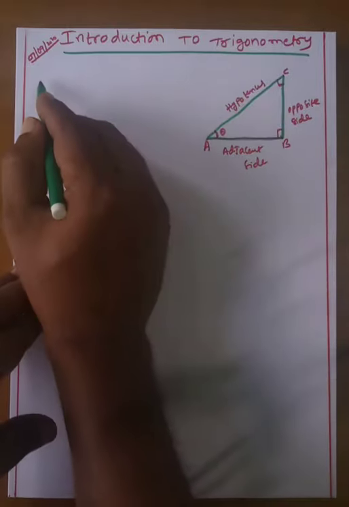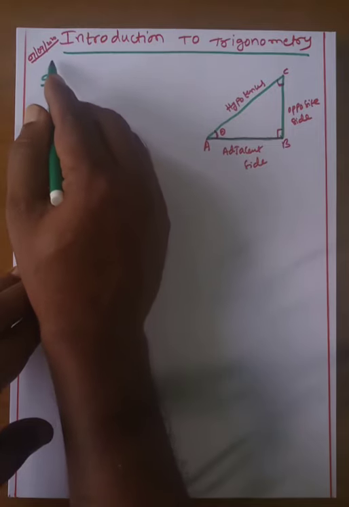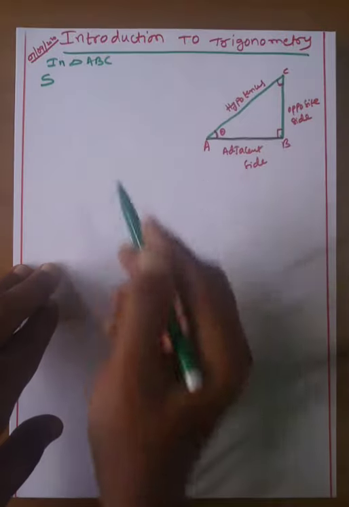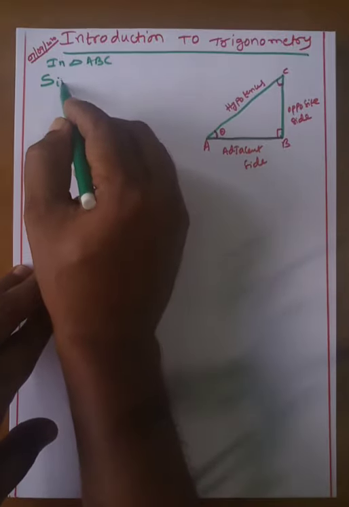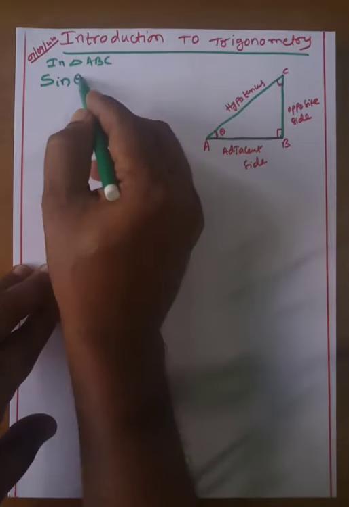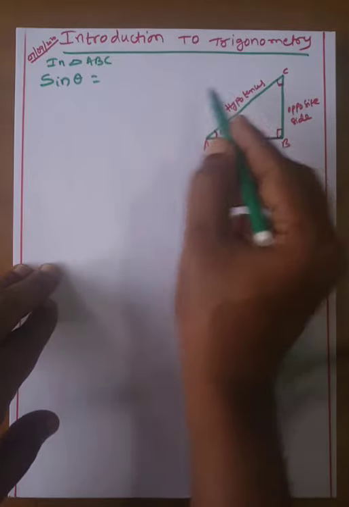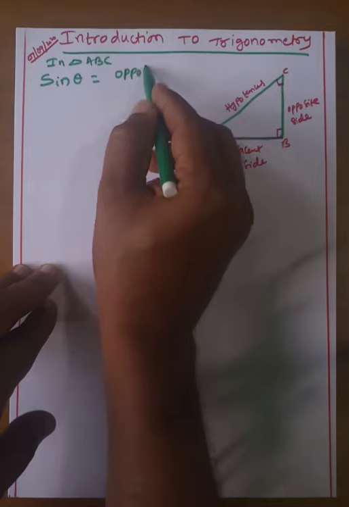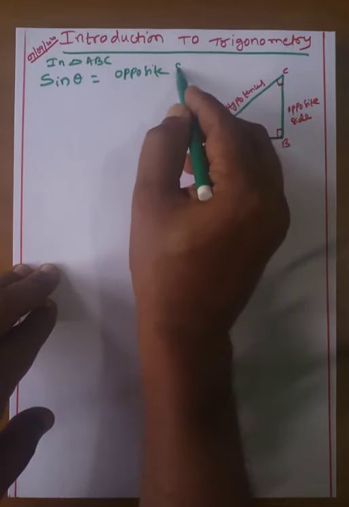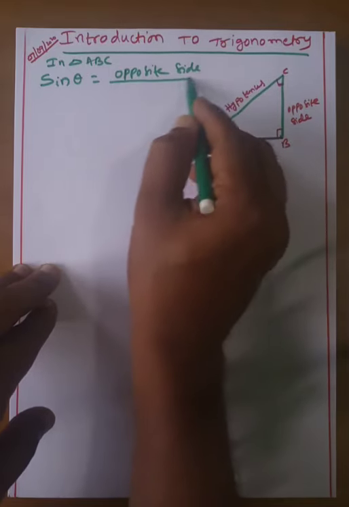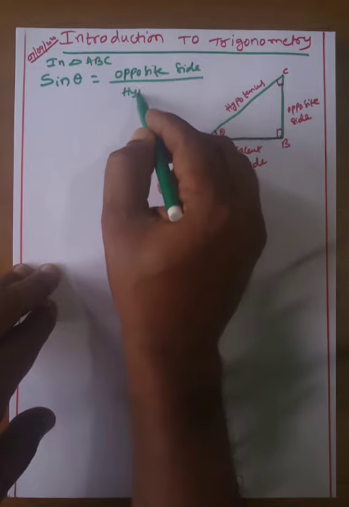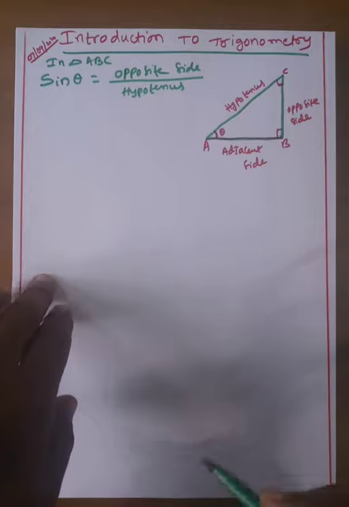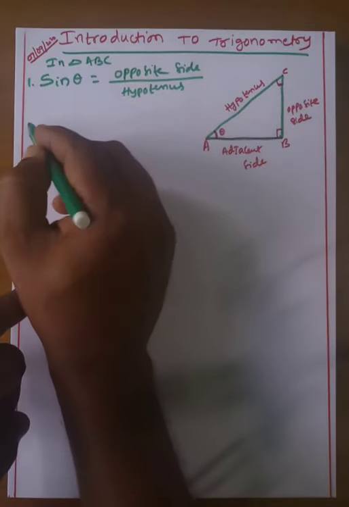Now, how to define this one? In a right angle triangle ABC, my dear friends, the definition of sine theta is 100% opposite side by hypotenuse. I already explained this in the previous video. Please go through the video once again. Opposite side by hypotenuse, this is sine theta. Next, cos theta.